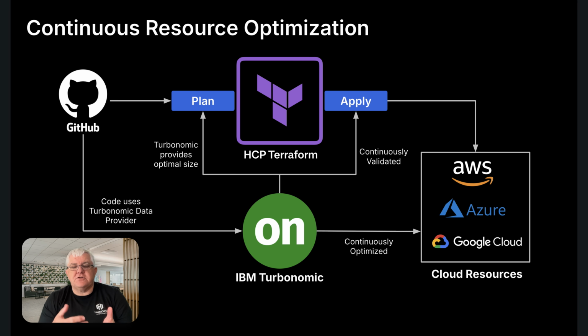We've seen that leveraging the Turbonomic Terraform provider with HCP Terraform provides significant benefits by embedding continuous optimization directly into our infrastructure as code workflow. It transforms the way resources are sized and managed from a manual, guesswork process to an automated, intelligent one.